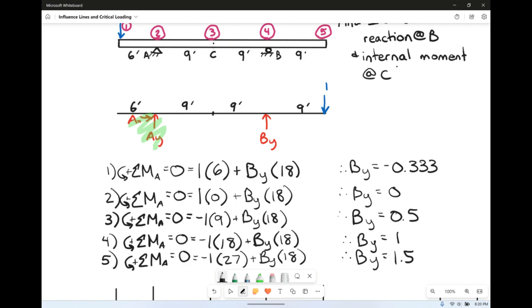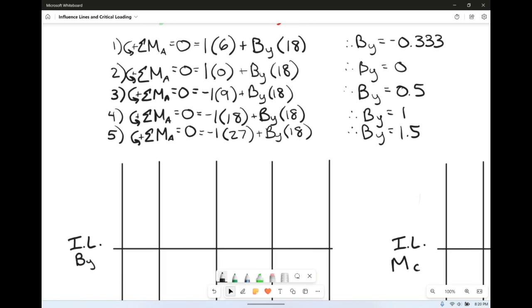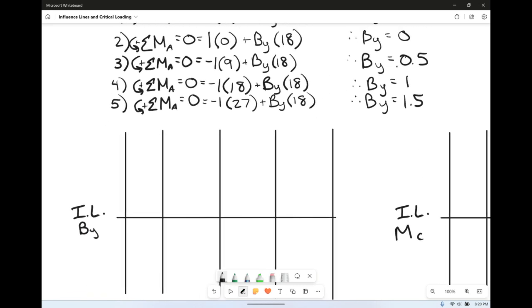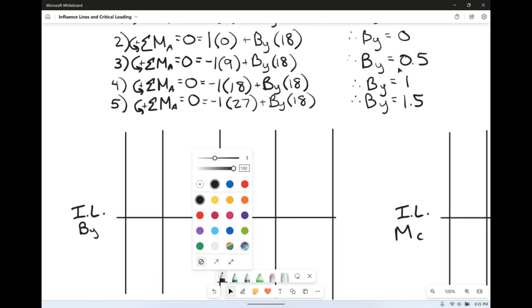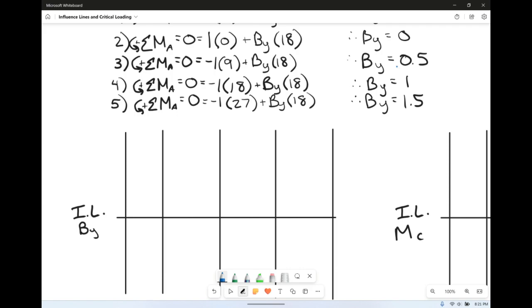And all we have to do is plot that now for our influence line at BY. So we are going to plot, we have BY, we said -0.333. At spot 2, we said it was 0. And then at spot 3, ooh, this is going to get a little bit nasty there.